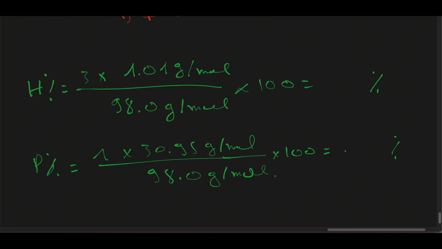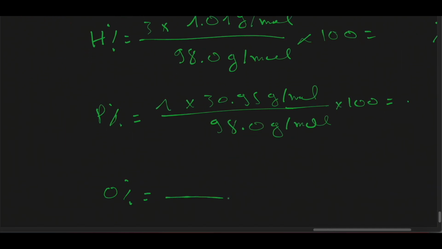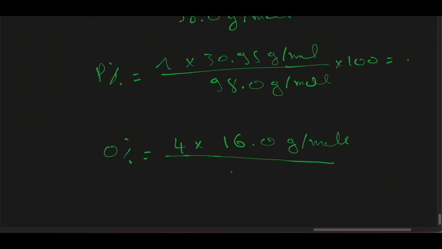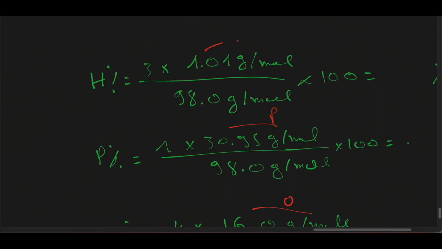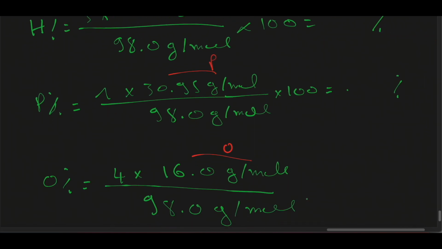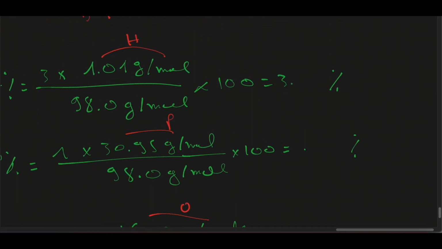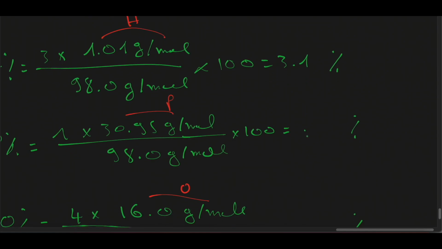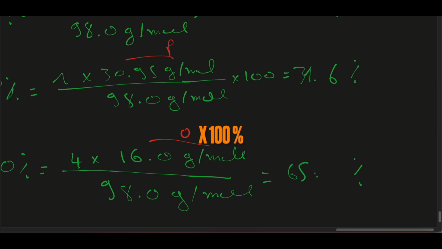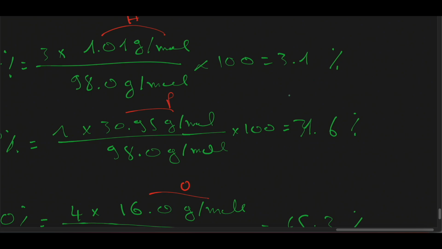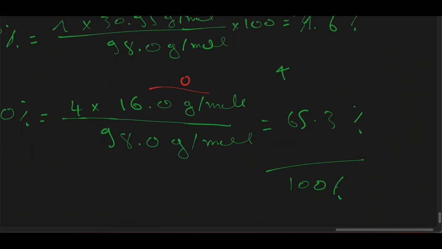We get the percent by mass of the phosphorus, and for the oxygen the same thing: 4 times 16.0 gram per mole over 98.0 gram per mole. Each time we have the molar mass of oxygen, phosphorus, and hydrogen. By doing the calculation, we get these percents by mass. For the hydrogen about 3.1%, for the phosphorus 31.6%, and for the oxygen 65.3%. If we add these 3 percent by mass, we should get 100%.